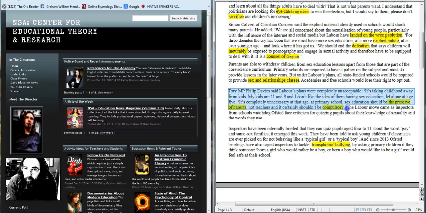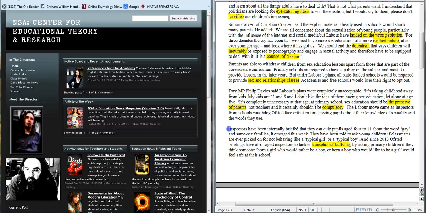Logic from a politician. He must be desperate. The Labour move came as inspectors from schools watchdog Ofsted face criticism for quizzing pupils about their knowledge of sexuality and the words they use. How do you quiz somebody about their knowledge of the words they use? Excuse me, these words, do you know? These words you're using, do you know what they mean?